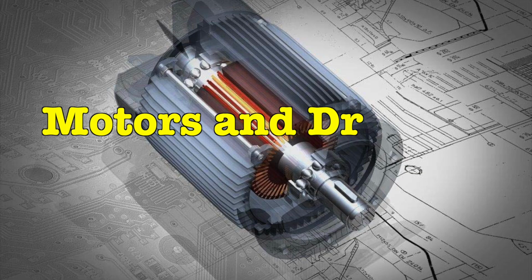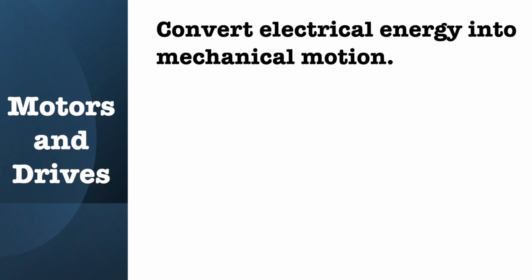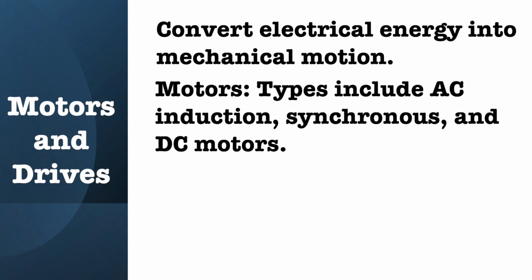Now let's talk about the second point, motors and drives. Motors and drives are integral components within electrical systems in industrial automation, serving to convert electrical energy into mechanical motion with precise control and efficiency. Electric motors act as a primary power source, transforming electrical energy into rotational mechanical energy. They come in various types such as AC induction motors, synchronous motors and DC motors, each suited to different applications based on speed, torque and power requirements.